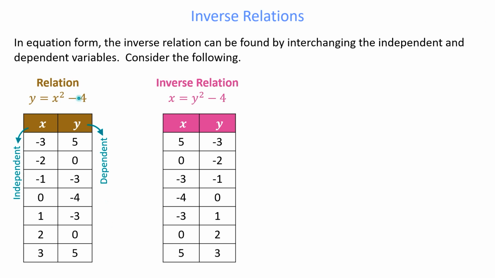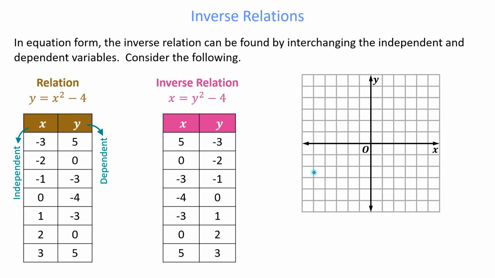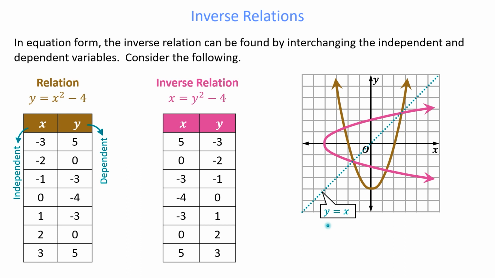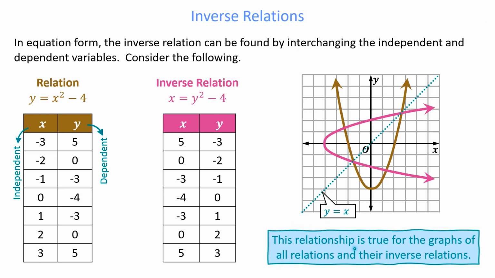Now, if you look at the graph of this original relation here, we get the following. And the inverse relation looks like this. Now, you should notice that these two graphs are, in fact, reflections of one another in the line y equals x. And in fact, this relationship is true for the graphs of all relations and their inverse relations.